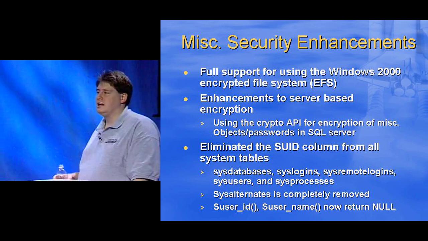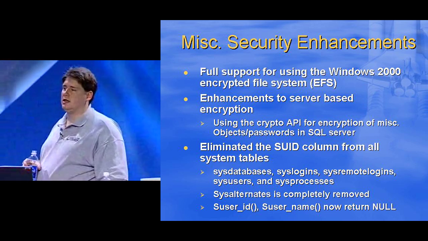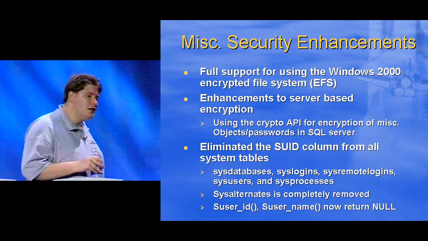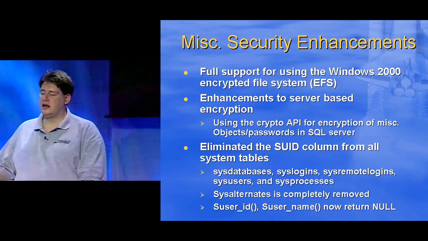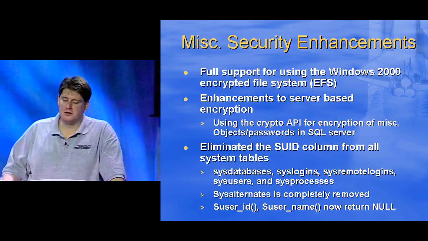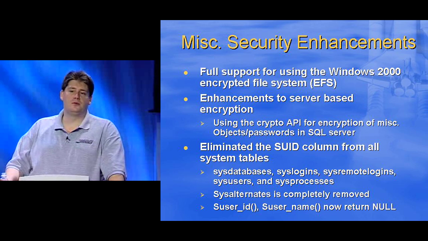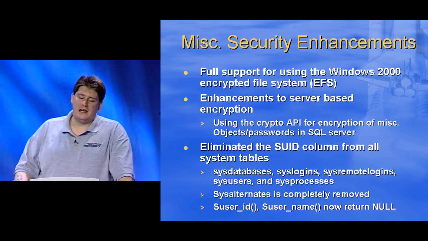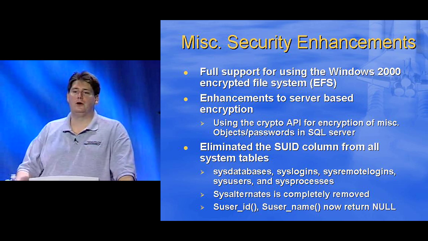We eliminated the SUID column in all tables. In SQL Server 7, we didn't use the SUID column, but we did still have it all over the place. In SQL Server 2000, it's gone. It's gone from sysdatabases, sysloginss, sysremotelogins, sysusers, and sysprocesses. Sysalternates doesn't exist anymore because its only purpose was to map SUIDs to other SUIDs, and we don't have SUIDs anymore. SUSER_ID and SUSER_NAME are still supported functions, but they always return null.